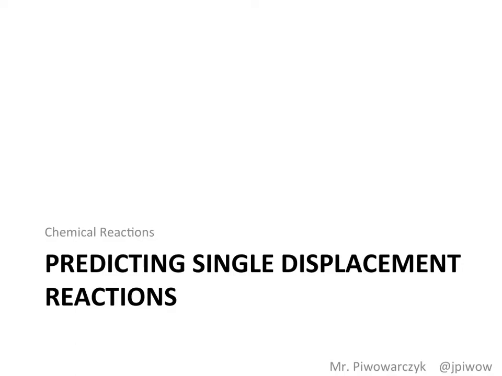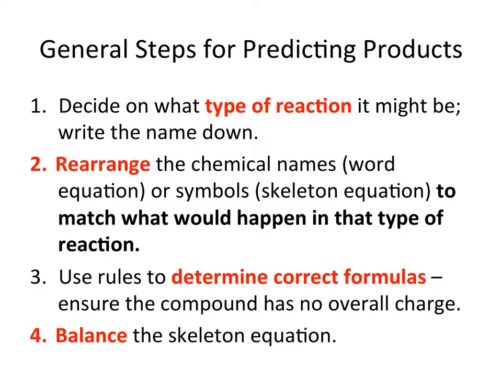Hey folks, welcome to this episode on predicting single displacement reactions. So when we're looking at predicting products, what we want to first figure out is what is the type of reaction. Like we saw before when we're looking at synthesis, combustion, and decomposition, if you know the type of reaction, you can figure out what kind of products you can get.